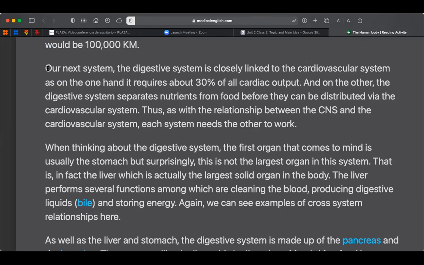Our next system, the digestive system, is closely linked to the cardiovascular system, as on the one hand, it requires about 30% of our cardiac output, and on the other, the digestive system separates nutrients from food before they can be distributed via the cardiovascular system. Okay, very good.